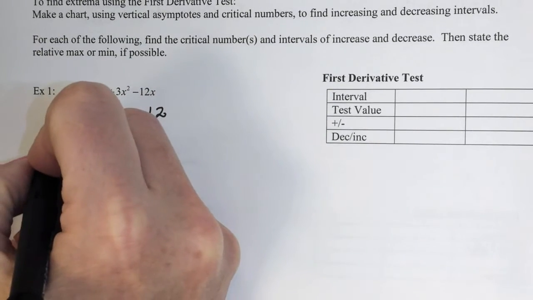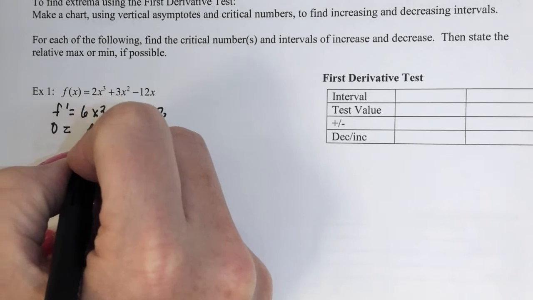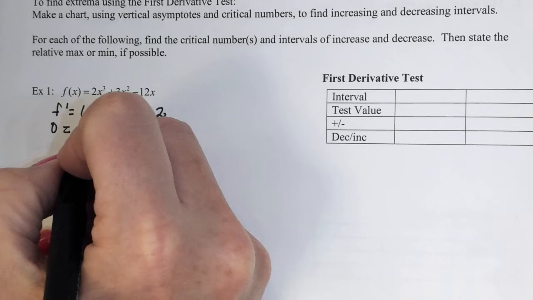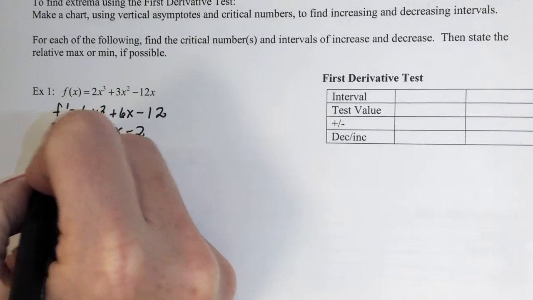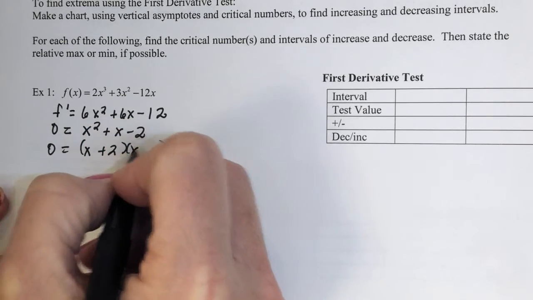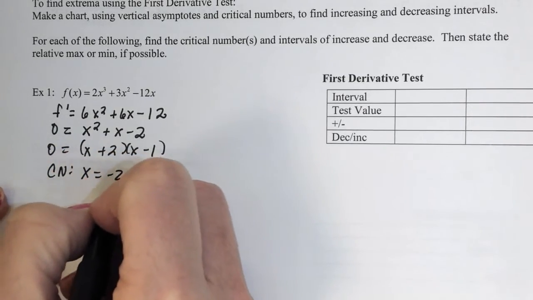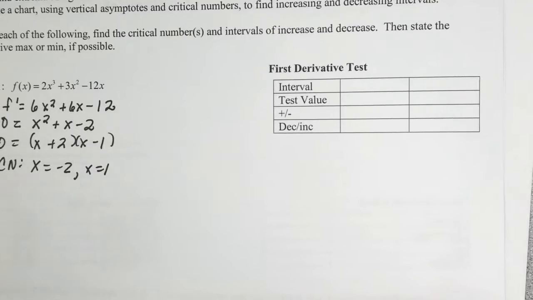I'm now going to set that equal to 0 because I want to know where that slope is 0. I can go ahead and divide through by 6 since this is set equal to 0. And I get x squared plus x minus 2. Go ahead and factor that. x plus 2, x minus 1. So we're going to have critical numbers at x equals negative 2 and at x equals 1. So those are going to have to go in our chart.